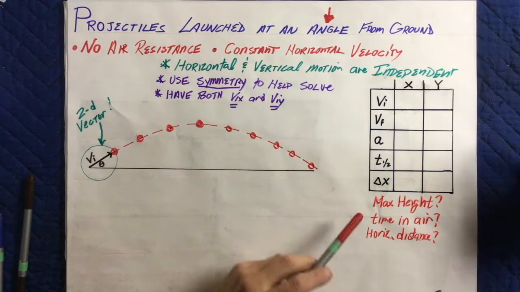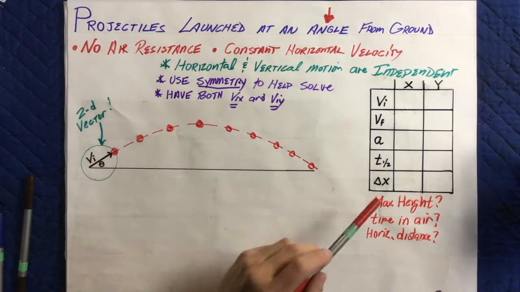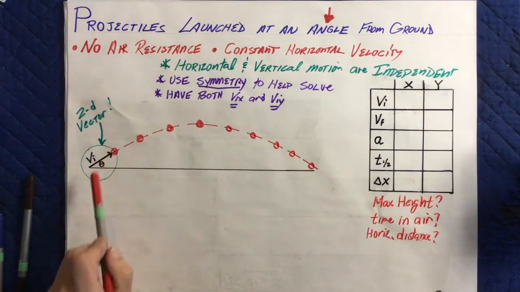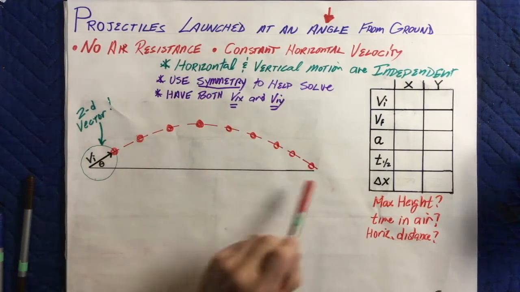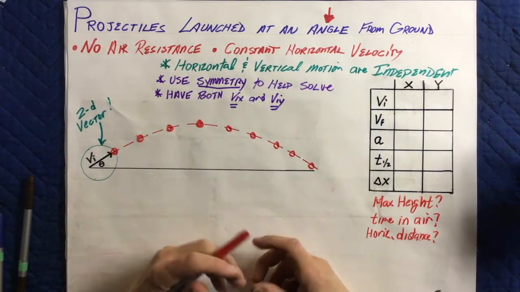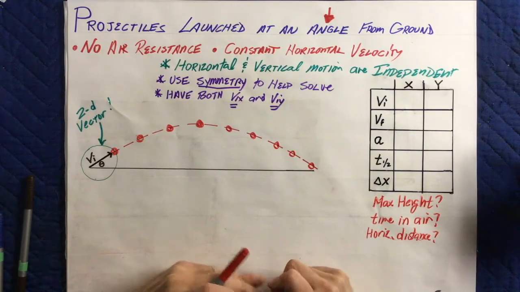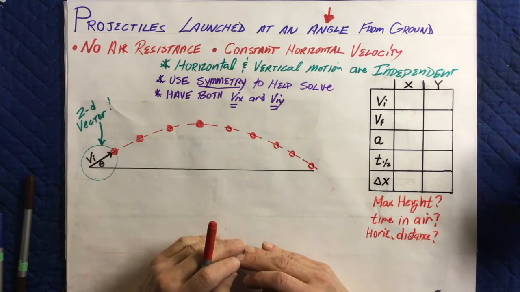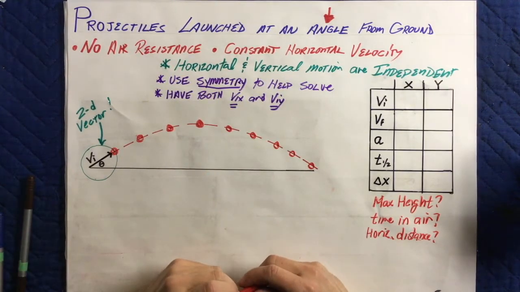The typical questions asked with this type of problem are: what's the maximum height above the ground that the projectile reaches? How long is it in the air? Where does it land horizontally? So you're seeing the same type of questions. You're going to be approaching them a little differently because we have a different setup with the problem.